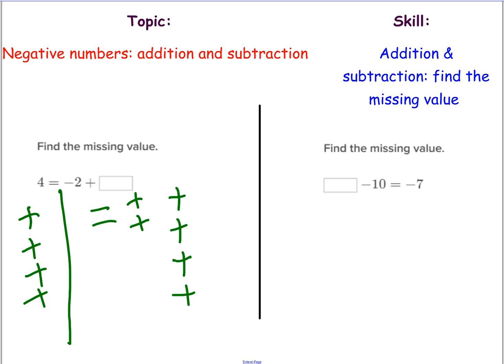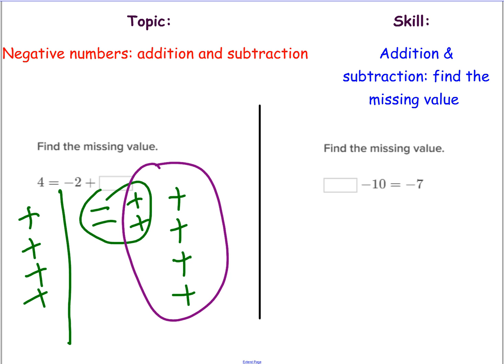4 more positives, so this is kind of a zero pair, right? And plus these 4 positives together, these 1, 2, 3, 4, 5, 6 positives added to the 2 negatives gets us to 4. And just to check it, I'll prove to you that it does work. -2 plus 1, 2, 3, 4, 5, 6, so plus 6 equals 4. All right.